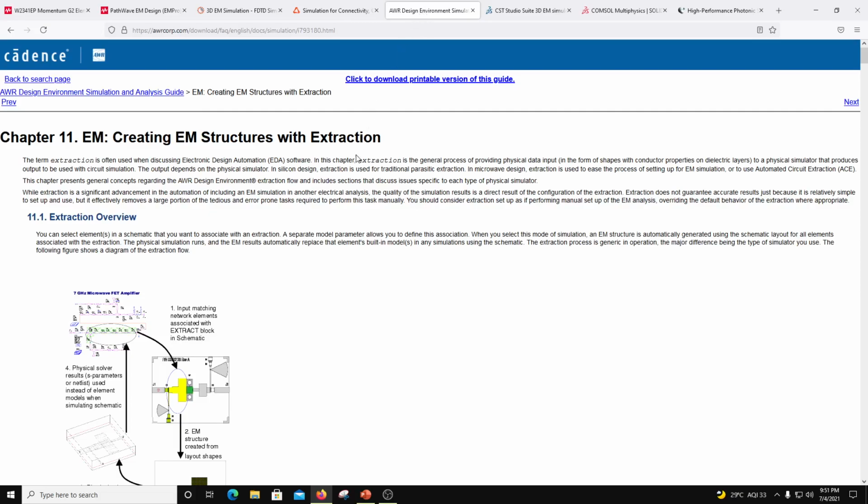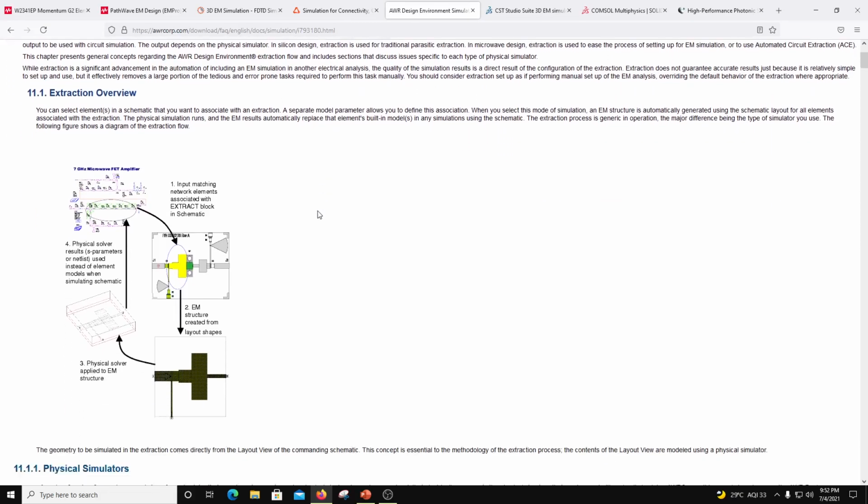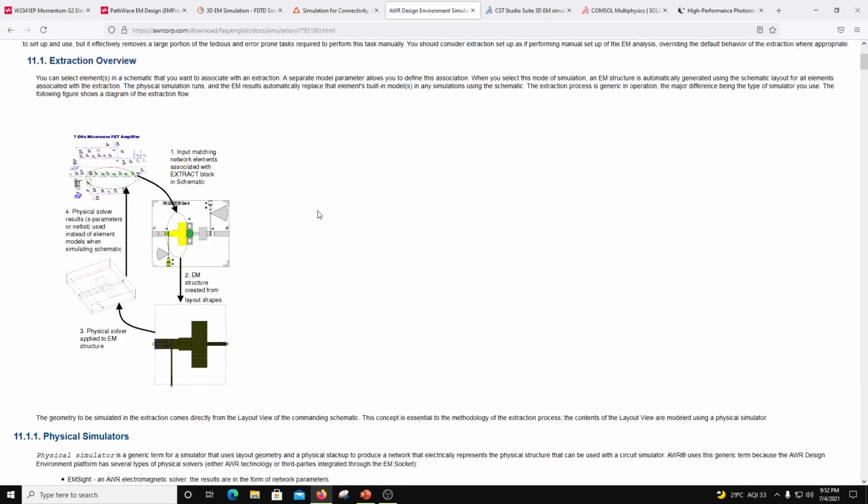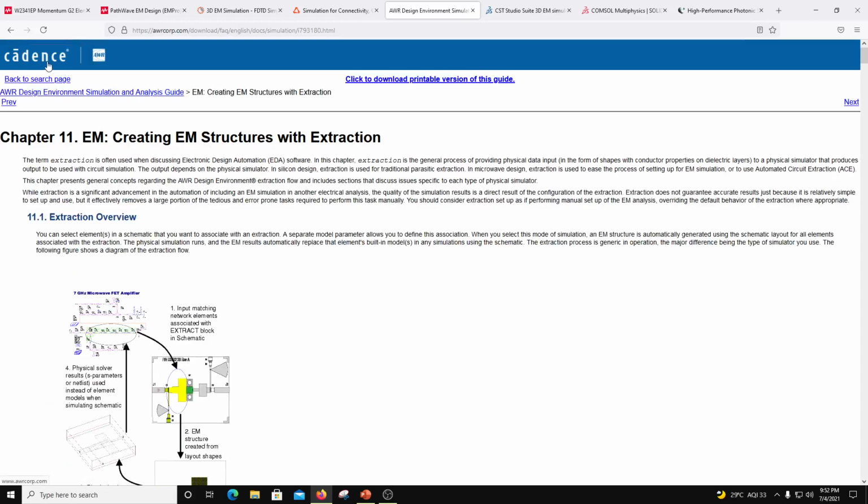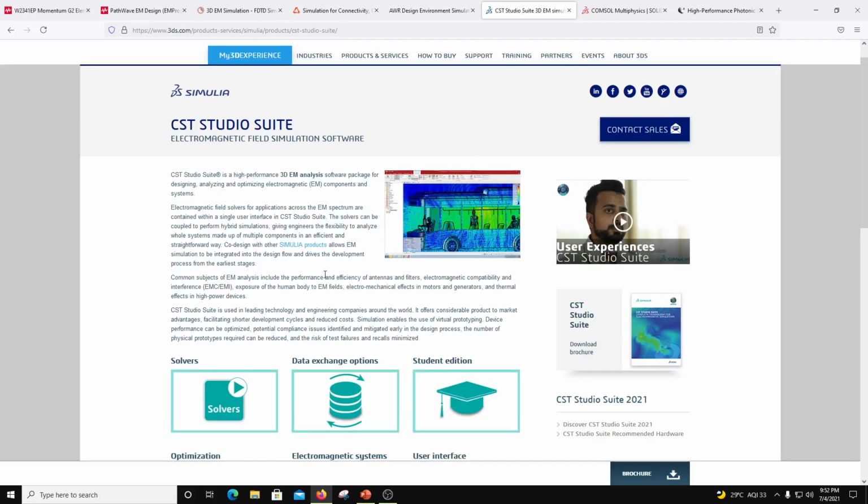The other one is called AWR, which is again a method of moments, but that method of moments has been acquired by Cadence. Now it works with their Cadence Virtuoso, right? So this is similar to what ADS has as Momentum. So that's AWR. Then you have something called CST Studio. Now this allows you to do your FDTD, and this also allows you to do FEM, right? So these solvers are there in CST Microwave Studio. There's nothing much here to talk about.